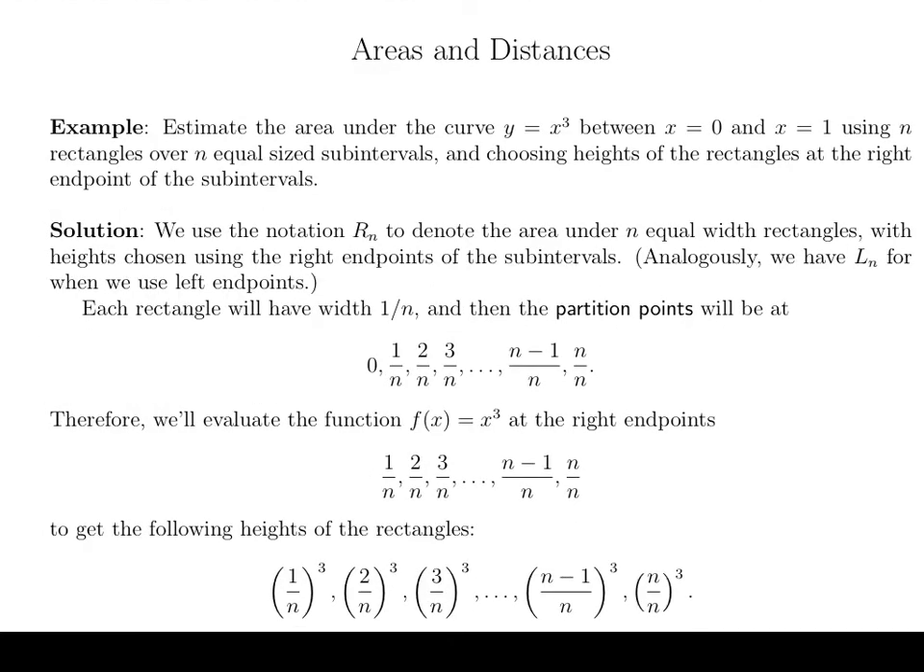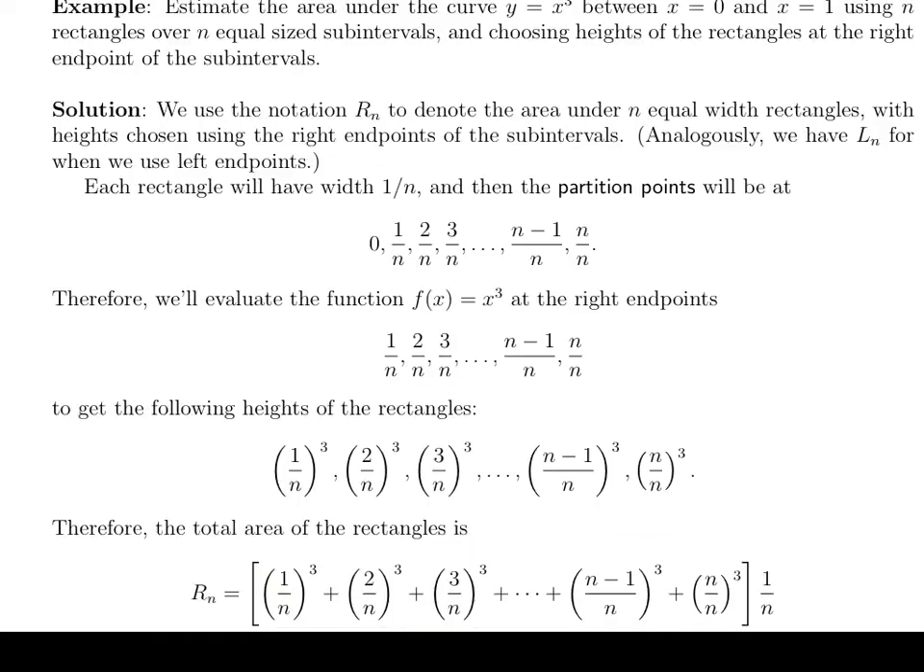Okay, so when we plug in those numbers, 1 over n, 2 over n, up to n over n, into the function f of x equals x cubed, then we get these values, which are the heights of our rectangles. So that's going to give us an expression for the total area of the rectangles. So we add all of this up.